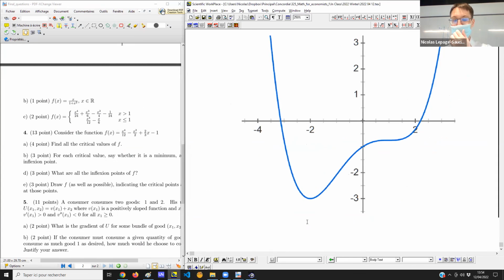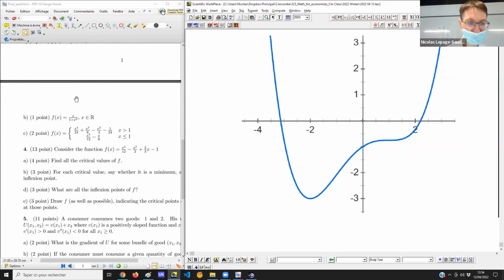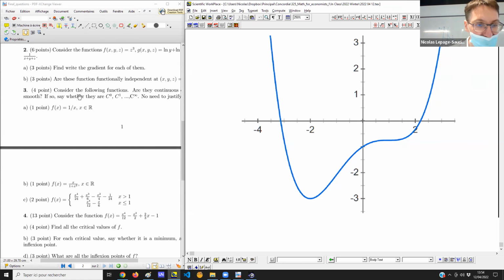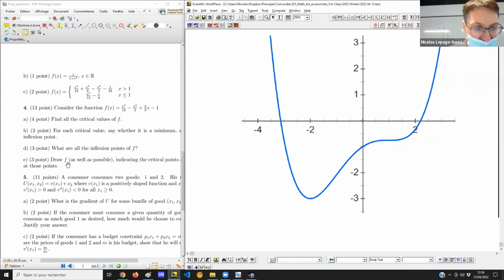So if you ask me how you should practice, well, just write some expression, try to find the critical values, and then try to sketch it. Check with Google whether you did a good job or not. So that's a decent exercise. Okay, so this we did. So that was E. Okay, so number 5.